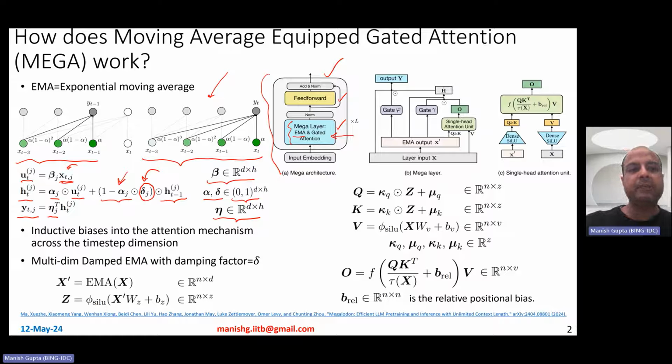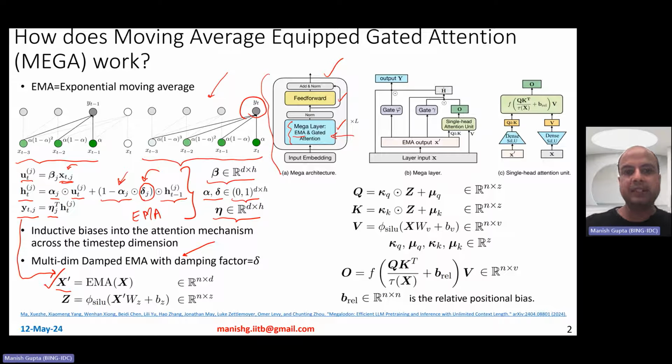So the main idea behind this multi-dimensional damped exponential moving average is to get a revised version of X such that it involves inductive bias from the previous time steps. The revised version is called Y. You take X and call the revised version X dash or Y. They use the same notation Y as well as X dash for the same thing. Two different notations, but you can think of this entire thing as essentially doing EMA. So that's basically that.